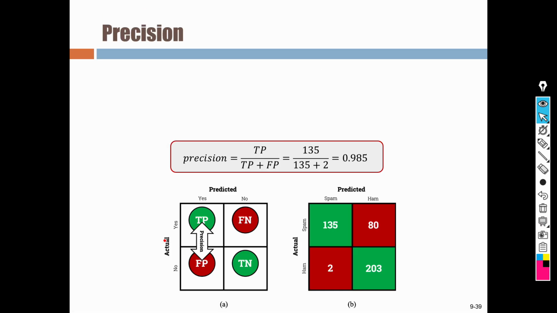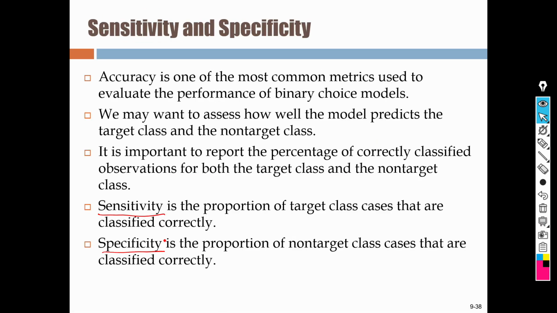So sensitivity is the proportion of target class cases that are classified correctly, and specificity is the proportion of non-target class cases that are classified correctly. If you just read these two sentences, this is confusing.